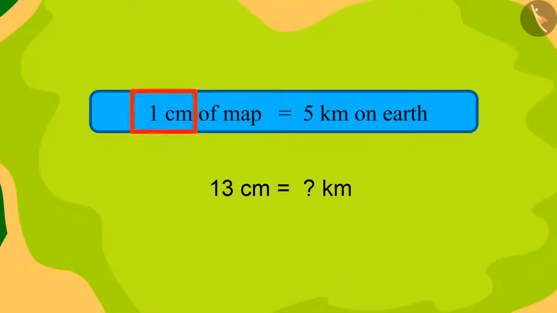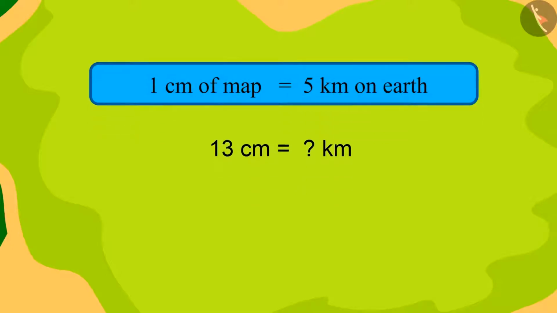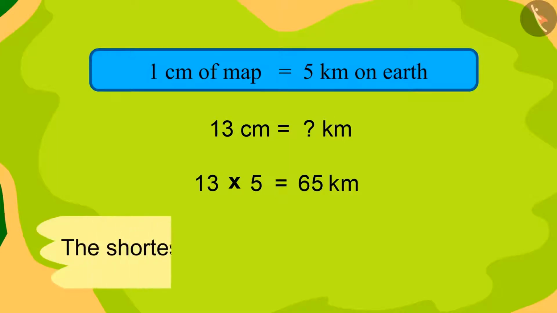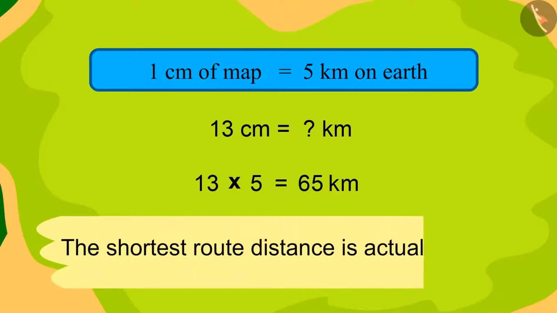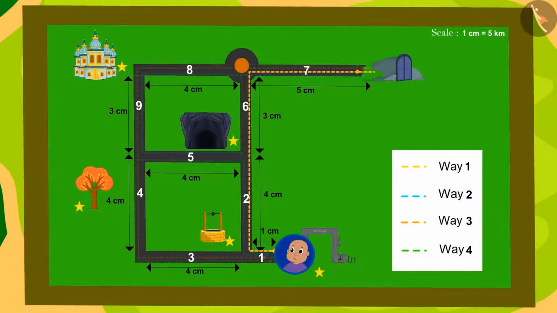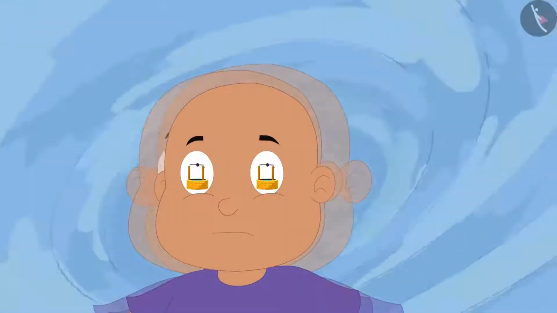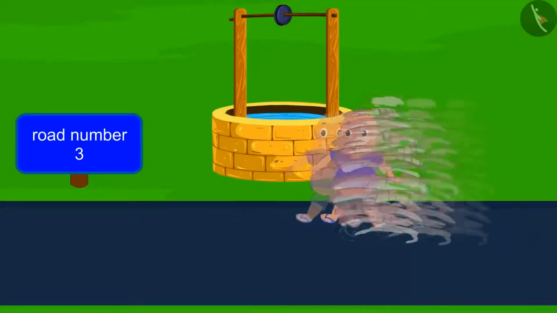1 centimeter of map is equal to 5 kilometer on the earth. Therefore, how many kilometer will 13 centimeter be? 13 times 5, that is 65 kilometer. The length of the shortest route actually is 65 kilometer. Bablu was going towards the shortest path mentioned by us when suddenly he was pulled towards road number 3 towards the magical well.